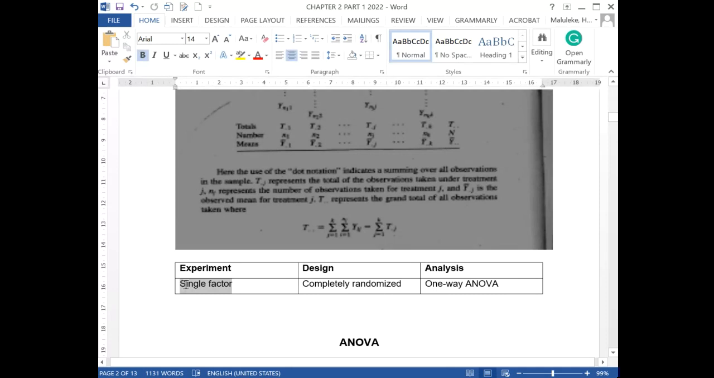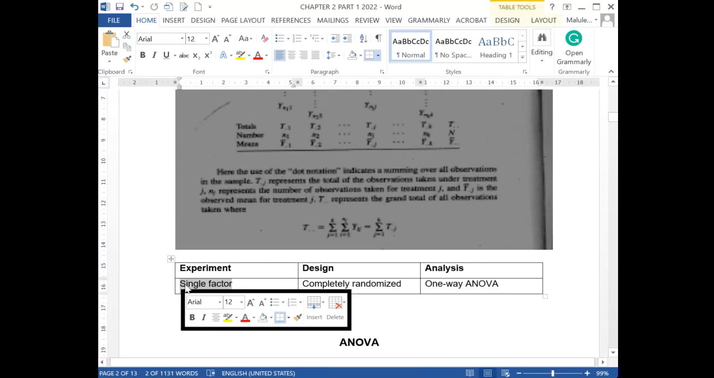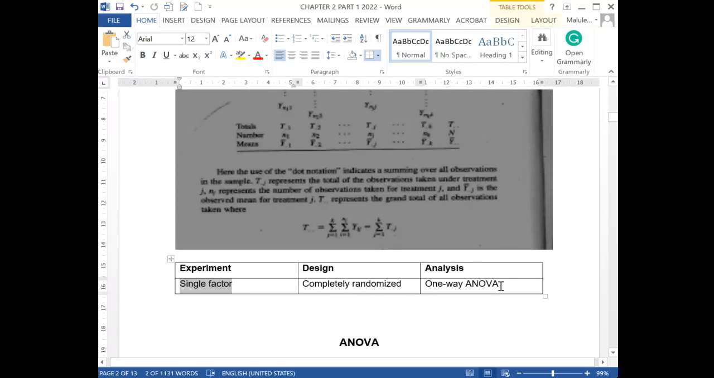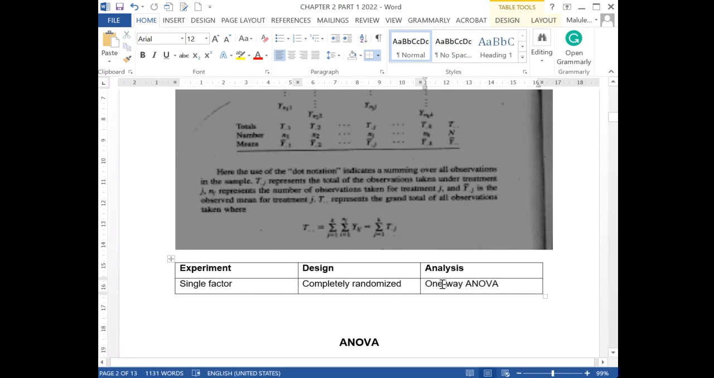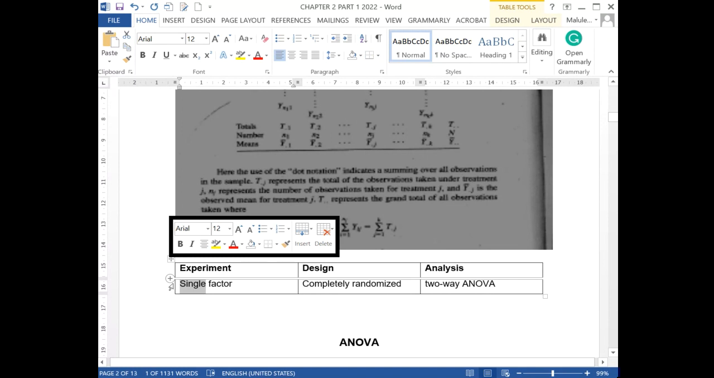because we're focusing on what? Only on the treatments. So we're expecting to have a one-way ANOVA. Why one-way ANOVA? It means we're focusing only on the treatments. If we change this to two-way ANOVA, if we change this to 2, it means it is not going to be a single factor. It will be a two-factor design.